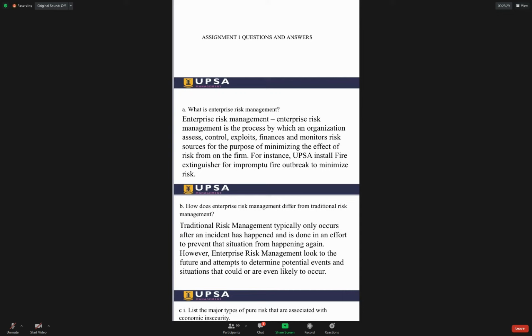Our second question is, how does enterprise risk management differ from traditional risk management? So basically, traditional risk management is the opposite of enterprise risk management. People that practice traditional risk management take care of incidents after they have happened. So after an incident occurs, then an effort is put in to prevent the situation from happening again. However, like I said, it is the opposite of enterprise risk management, which looks at the future and attempts to determine the potential events and handle them before they happen.